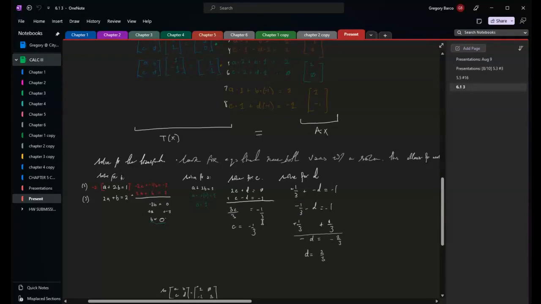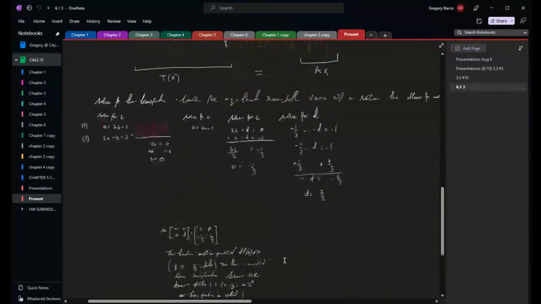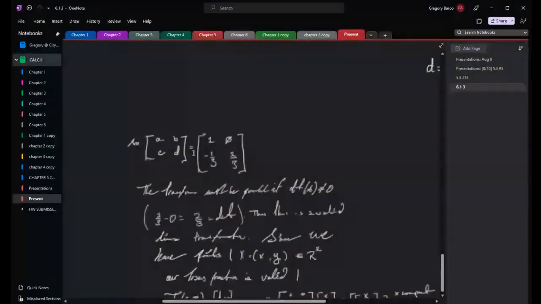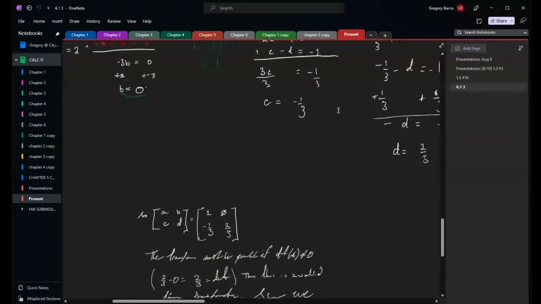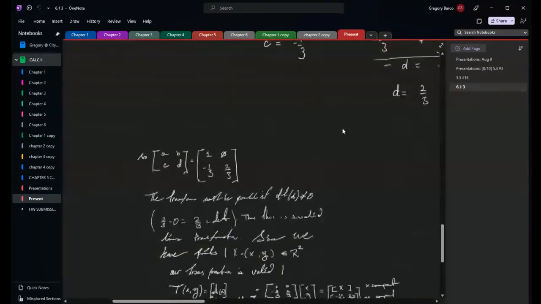And then we can use the remaining equation where C and D is present, and we can substitute in for C. And we can find that D is equal to a positive 2/3. So here we can rewrite our variables A, B, C, and D with the solutions that we just found from that system of equations up top.